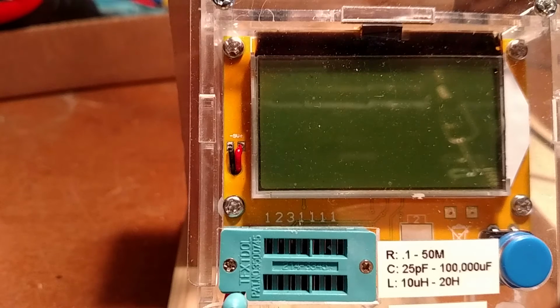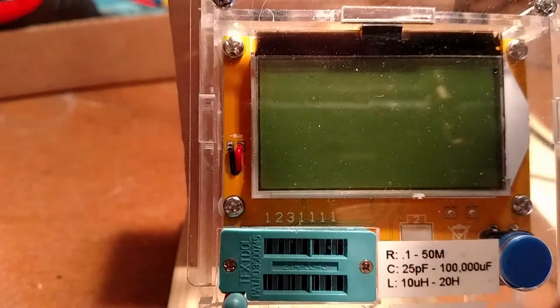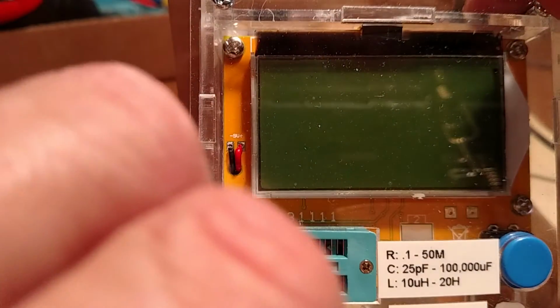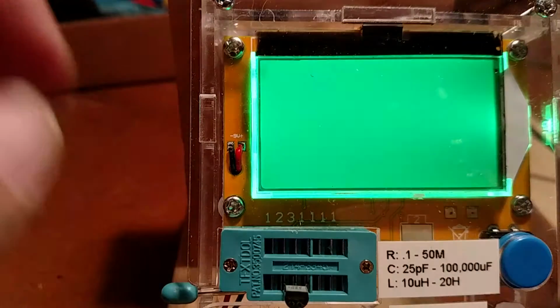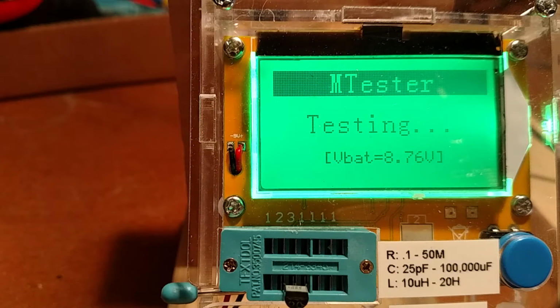I'll show you the latest acquisition I got from eBay. This is a component tester. It tests resistance, capacity, and inductance, but it does so much more. I'll show you, it'll check transistors. Here's a transistor I'll stick in there. You put it in the ZIF connector, any old place you want. Push the button. Heck, this costs $14.